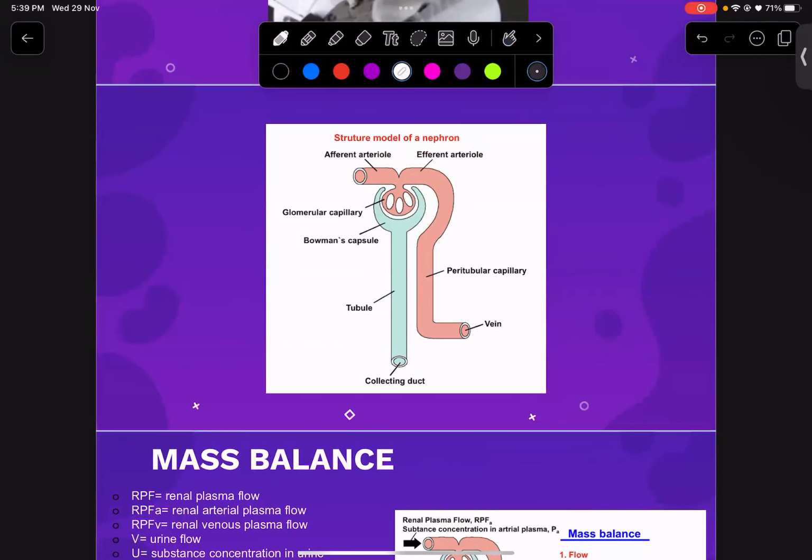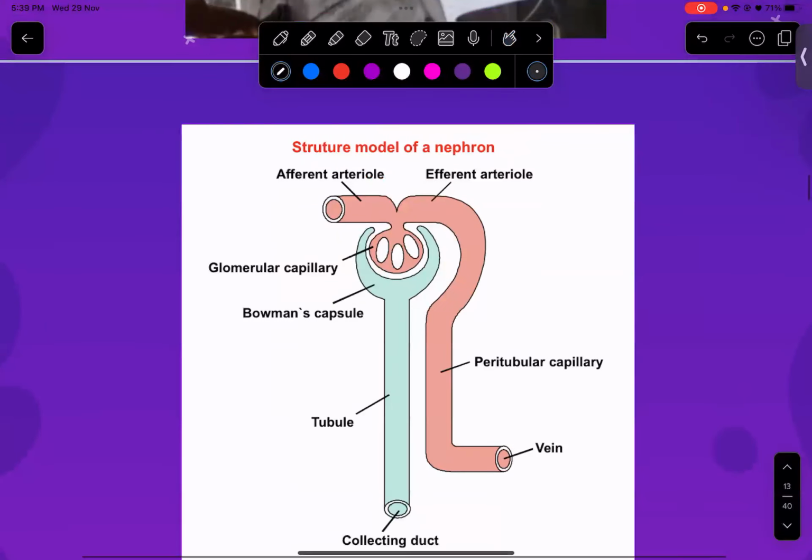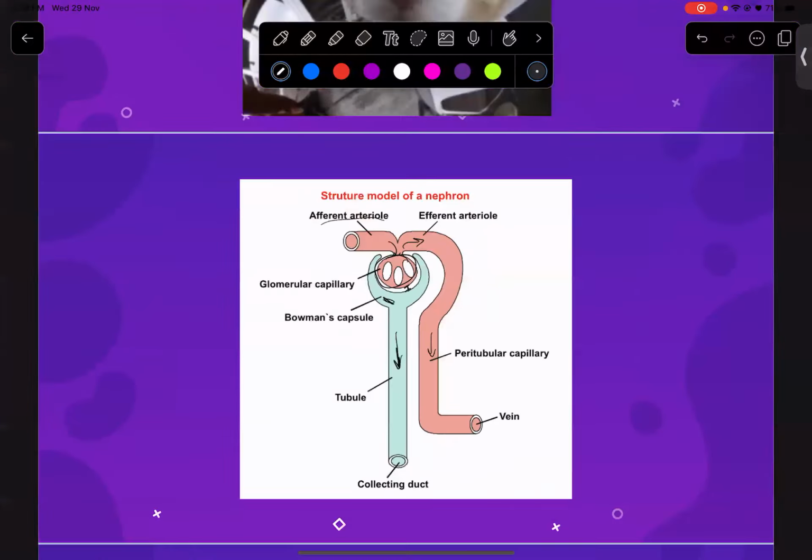Now let's move on to the second lecture. Let's start off with the structure model of the nephron. Now this is exactly the same thing, just a different diagram. So remember when we said we have the afferent arteriole going in, and then we have the efferent arteriole going out, forming the peritubular capillaries, the capillaries that are around the tubules. And then we have the glomerular capillary in the middle. This is the Bowman's capsule, and the space in between is the Bowman space, and these are all the tubules. And finally, the collecting duct, okay?